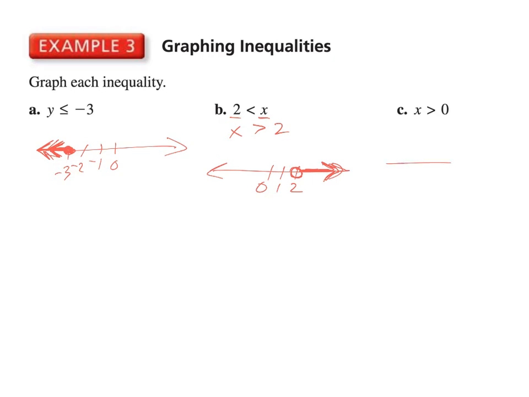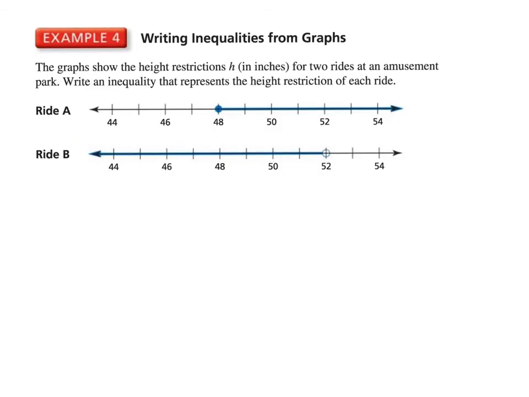And for the next one, same deal as part B. We're starting off at 0. It's greater than, so I'm going to the right. All right, going on to example 4.